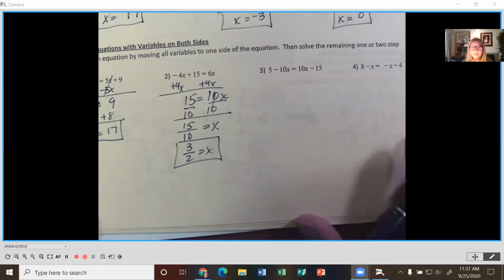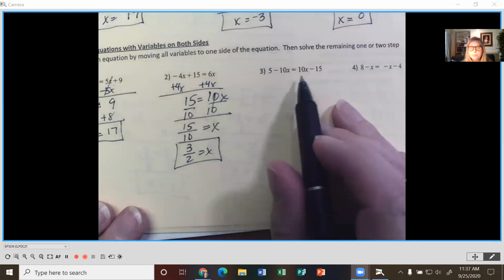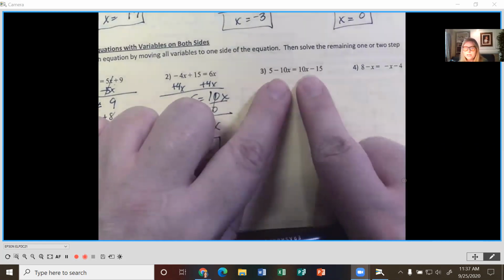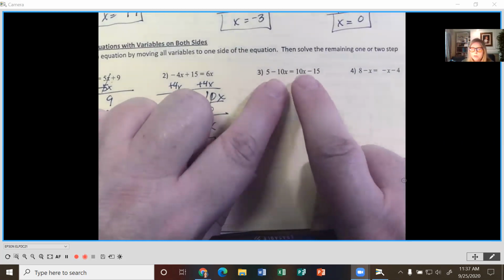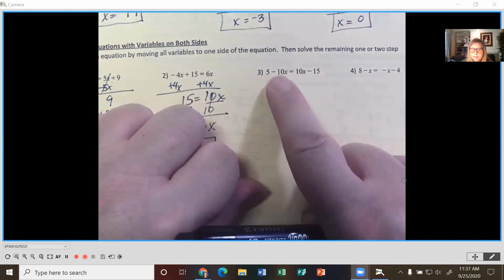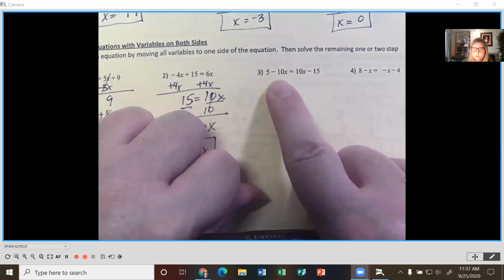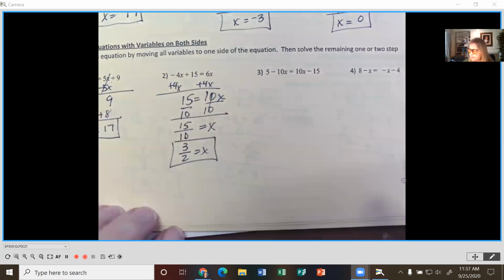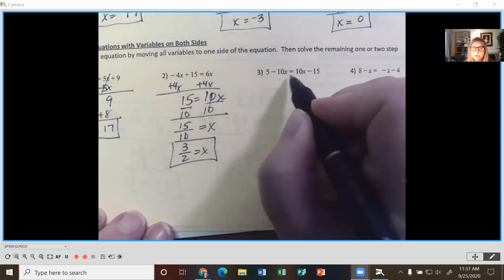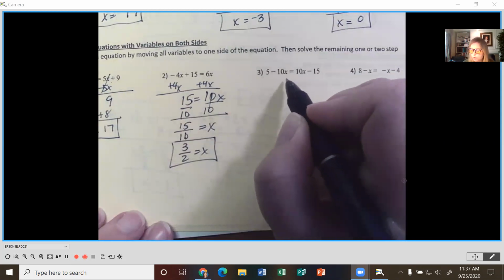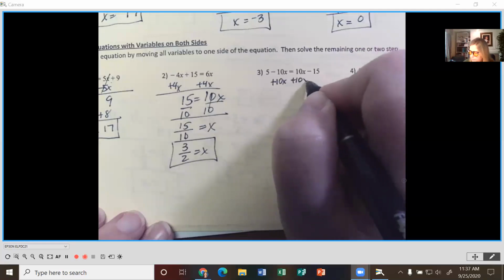Okay, then on number 3, we have 5 minus 10x equals 10x minus 15. So again, we have x's on both sides of the equal sign. We have to decide where we want those to be. If I want to move this one, I can do the opposite of minus 10x. I can add 10x to both sides. And that's what I'm going to do because I want to have positive x's. The other option, which is still a good option, you could subtract 10x from each side. I would have negative 20x. Okay, so we will add 10x to each side.